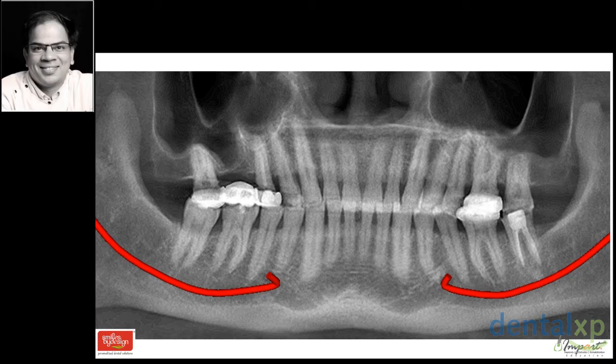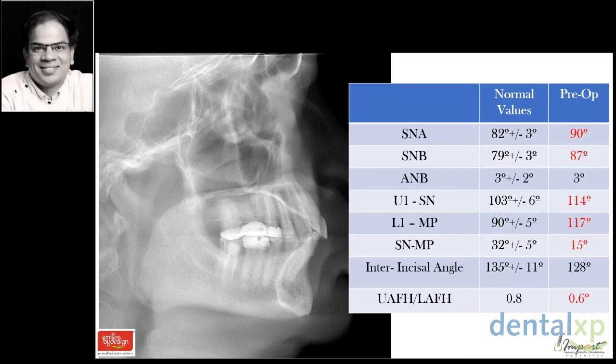One of the key imaging techniques that we follow is the recording of the lateral cephalogram of the patient, and these are the 8 readings. Dr. Kois has explained these aspects beautifully, and these are the 8 readings that we need for our diagnosis from the initial imaging. The key point here is the SN-MP angle, which tells you the vertical dimension. It should be around 32, and in this case it has become 15.